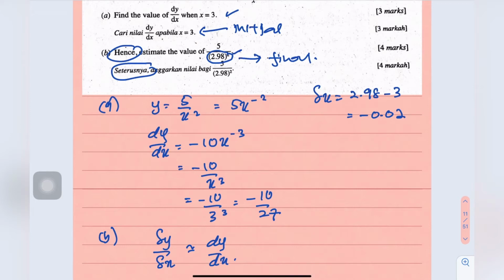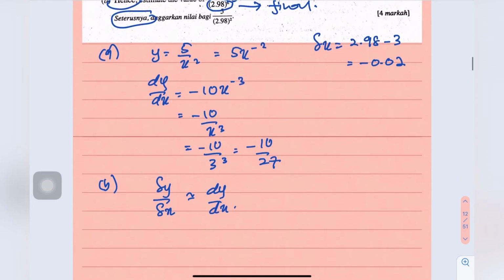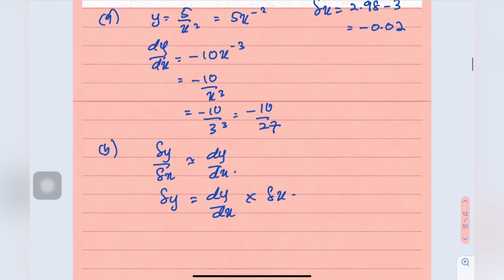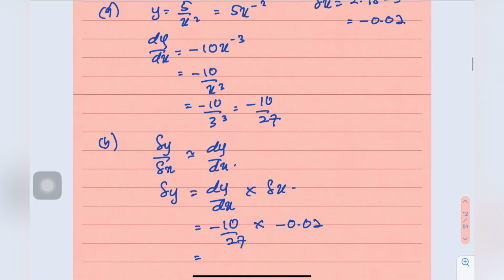Okay, so to find delta y, we substitute here dy dx times delta x. So dy dx just now negative 10 over 27. Okay, so negative 10 over 27 times delta x is negative 0.02. Okay, so this one which is equals to 0.007407. Okay. So sebelum ni saya dah cakap ni 4 decimal places kan.